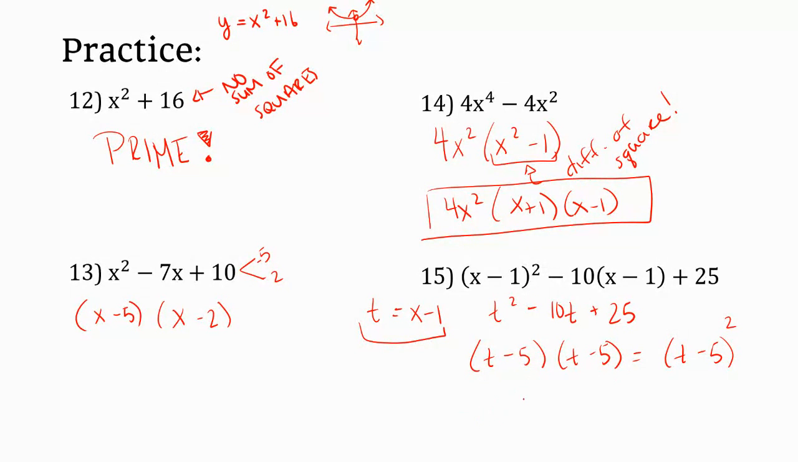And let's go ahead and plug in that x. (x minus 1 minus 5) squared. So that's just (x minus 6) squared.